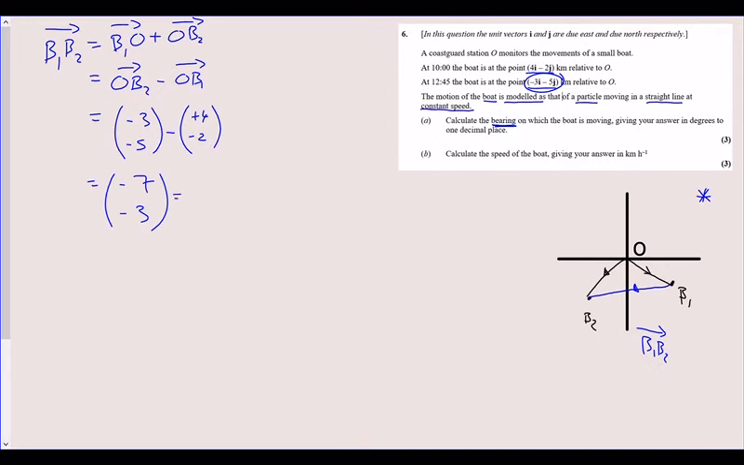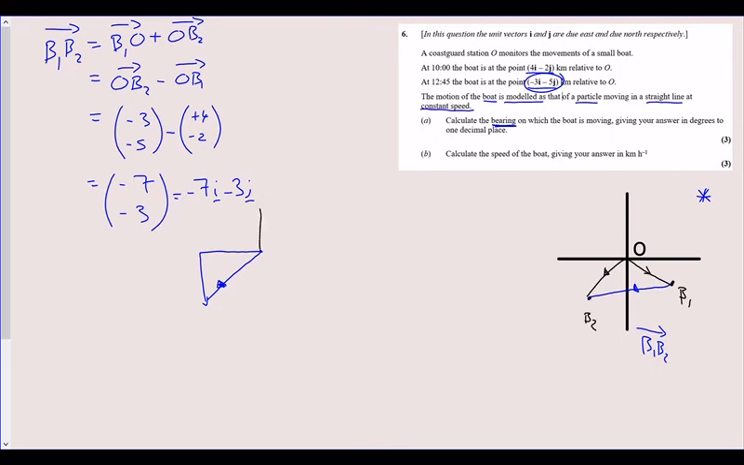Let me just write that in i and j notation, like so. And that's going to help me to try and find the bearing, because ultimately this vector is from a given point here, let's call that the B1 point. I'm going 7 to my left and 3 down. So that's a representation of the vector that we just established.